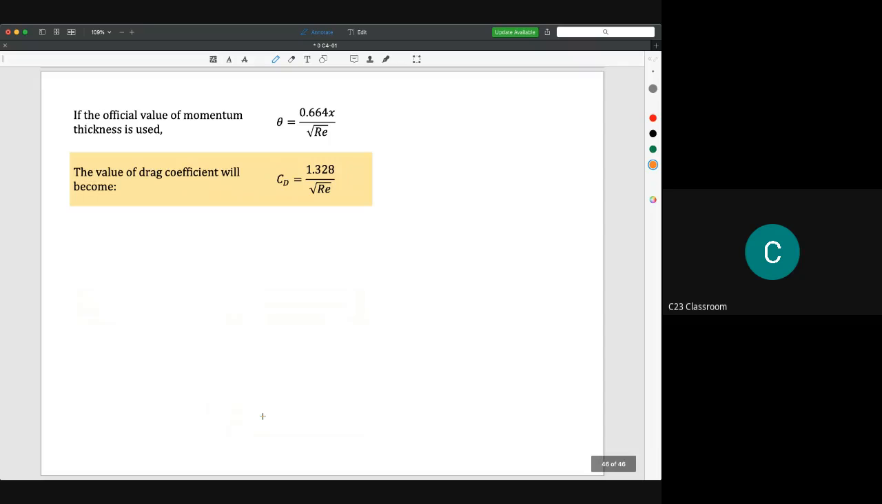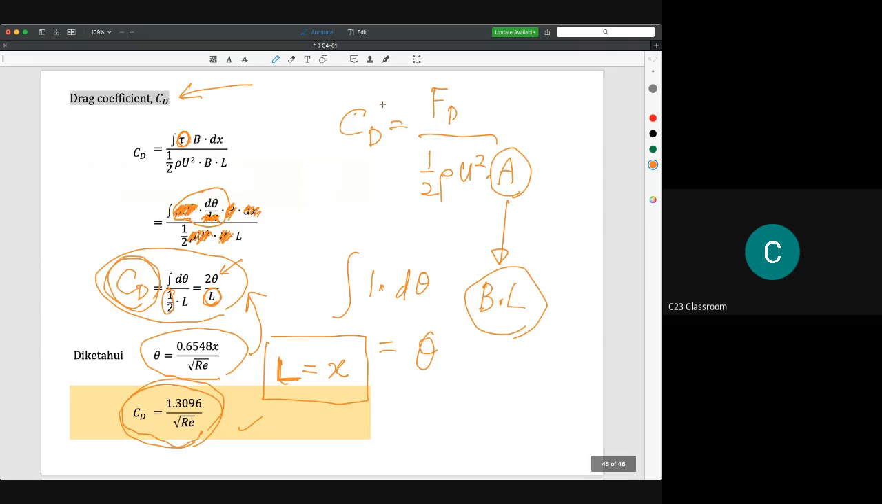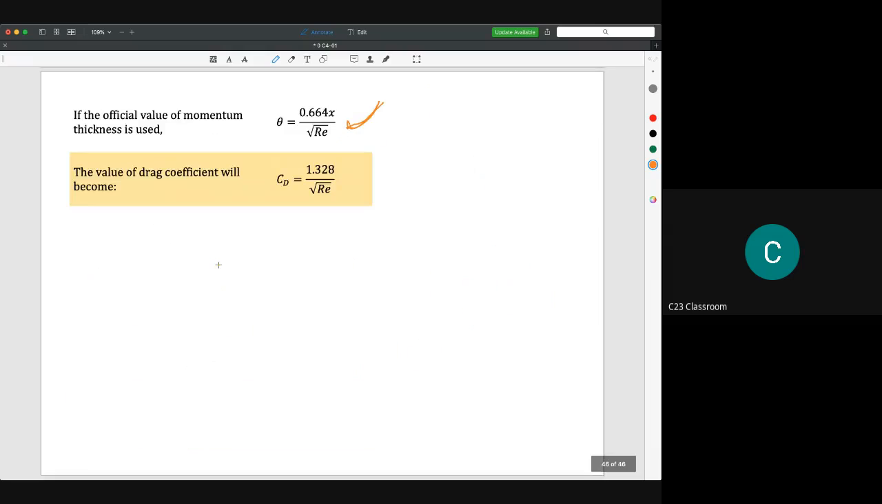And again, okay, if you see the official value of theta, it is actually 0.664x square root Reynolds. If you substitute it into the previous equation, you will get CD as 1.328 over square root Reynolds. This is the official value of CD of the Blasius solution.